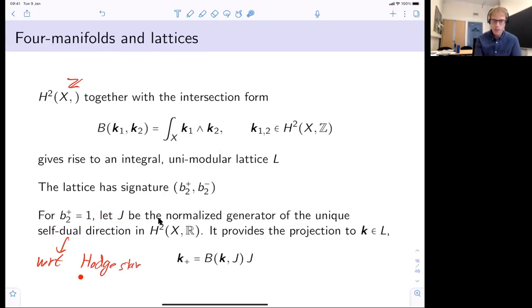Okay, so this Hodge star depends on the metric, so the metric will induce a specific value of the period point, or this two-form J. And it is normalized, so its norm is equal to one using this quadratic form. And then it provides a way to project a general vector K and L to that positive definite direction. So K plus is then just the inner product of K with J, and then multiplying with J.